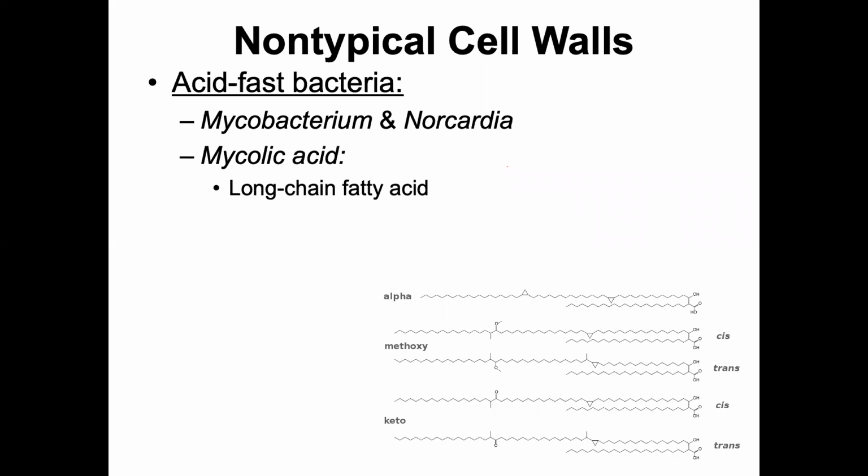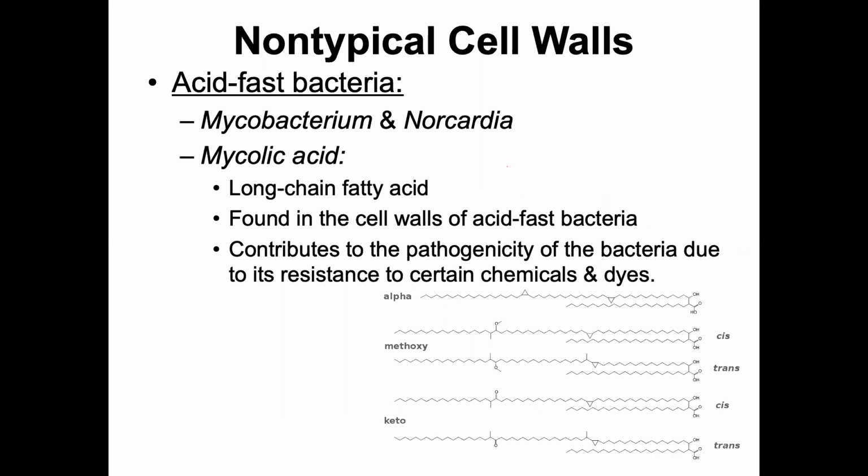There are also bacteria that are called acid-fast bacteria, okay? And they have long chain fatty acids in their wall that help them be more disease causing because of their ability to resist certain antibiotics and certain dyes, okay? So you can see here some examples of these different types of fatty acids that you might find in an acid-fast bacteria. They come in slightly different arrangements, okay? But you would find a mix of these in a typical acid-fast bacteria.